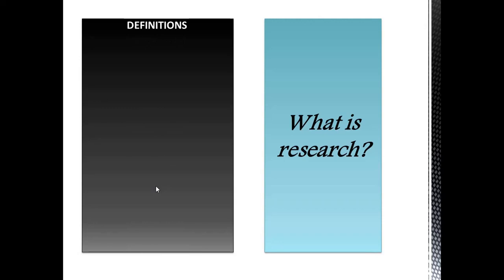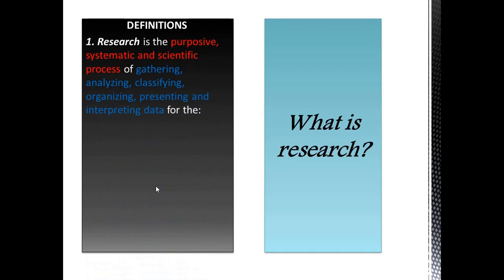And then what else? We have definitions. We have several definitions of research here. The first one says, research is the purposive, systematic, and scientific process. So purposive. Why do you do your research? Because the researcher has a purpose. Okay? The researcher has a purpose. That's why he does research. Right? And it is systematic. Systematic and scientific process. Systematic is orderly.